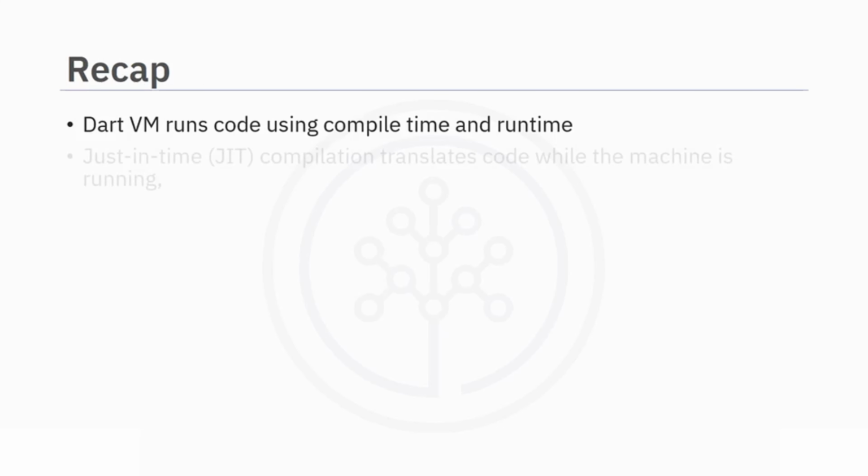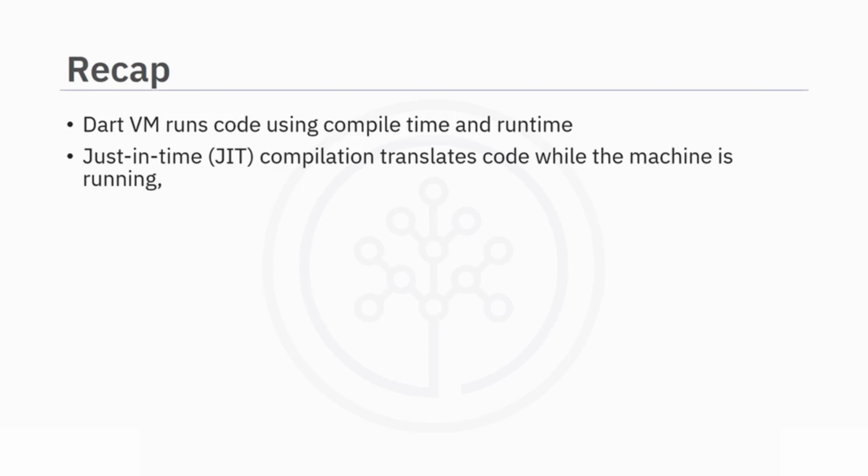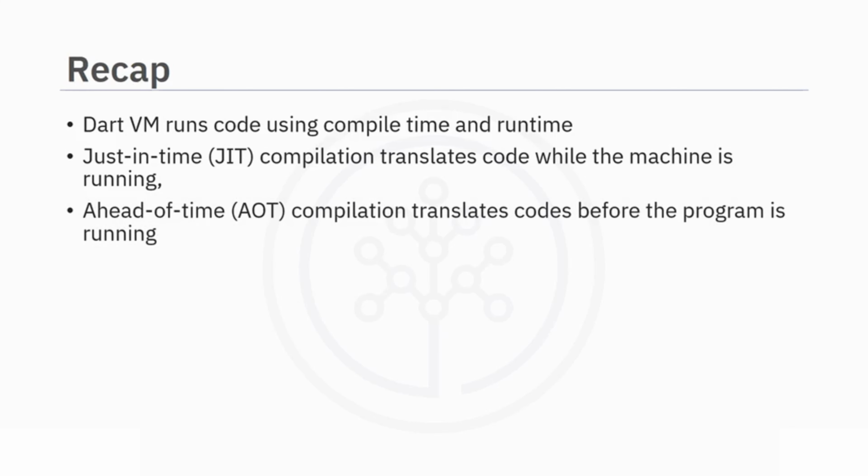In this video, you learned that the Dart VM runs code quickly and efficiently in two phases, compile time and runtime, enabling efficient development and execution. Dart uses just-in-time, or JIT, compilation, which translates code while the machine is running, and ahead-of-time, or AOT, compilation, which translates code before the program is running.